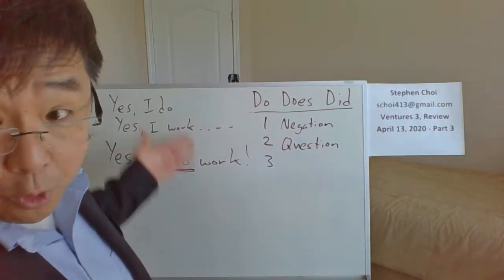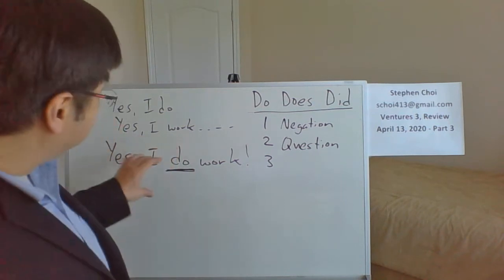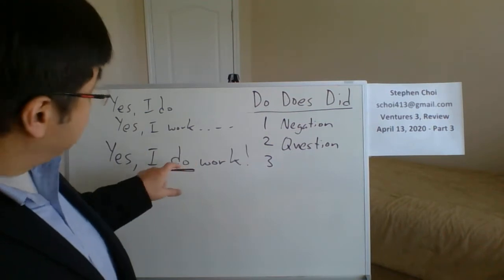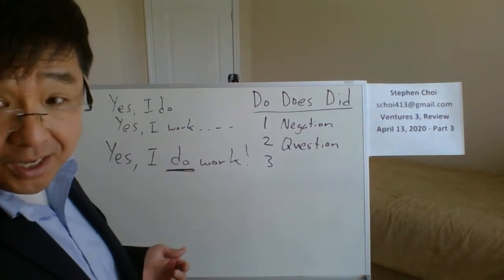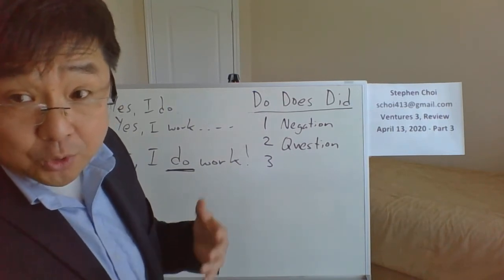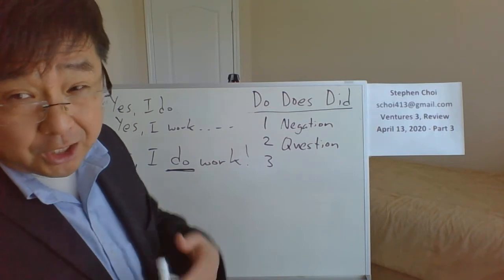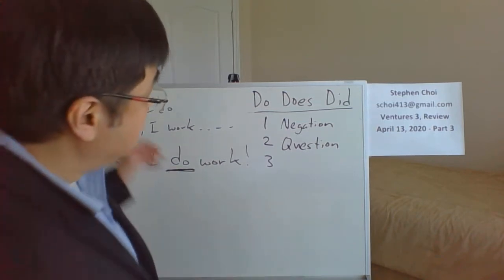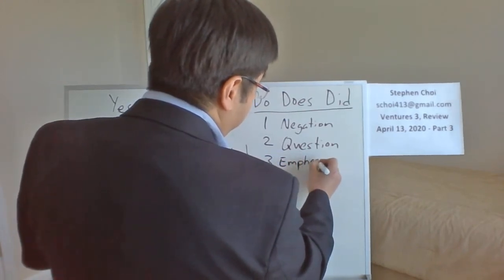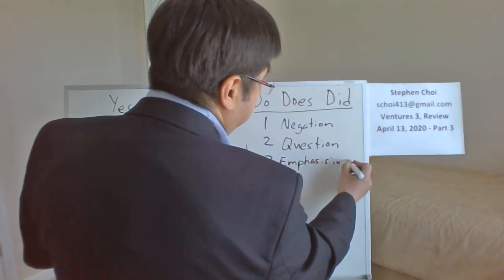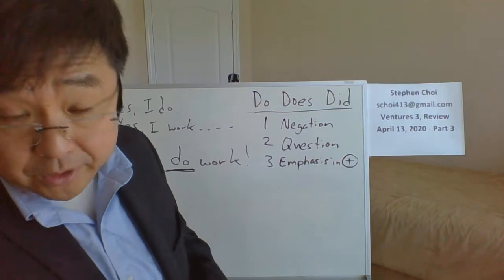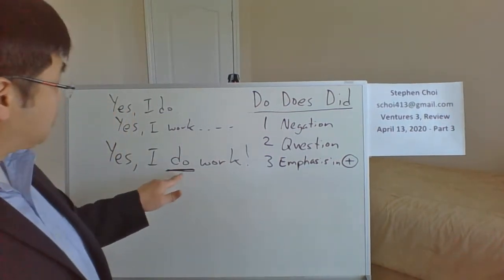They're both positive. They're both affirmative sentences. But what's the difference? Do. And what's the difference in meaning? Do is an emphasis. When you use do, does, did in the affirmative sentences, it shows emphasis. You're emphasizing. It's stronger. So emphasis in the positive, or emphasis in the affirmative. That's when we use it.